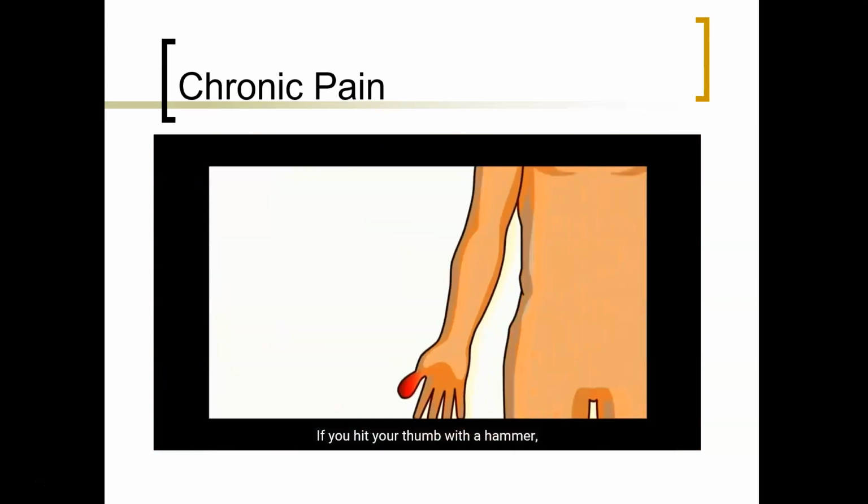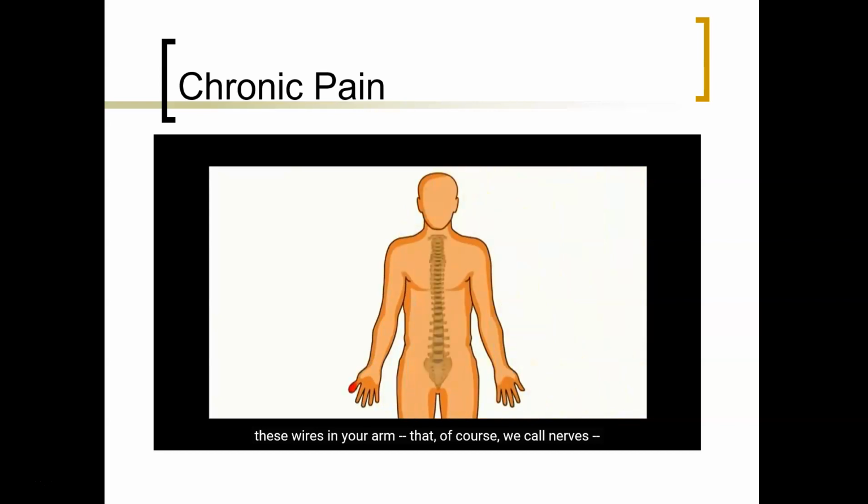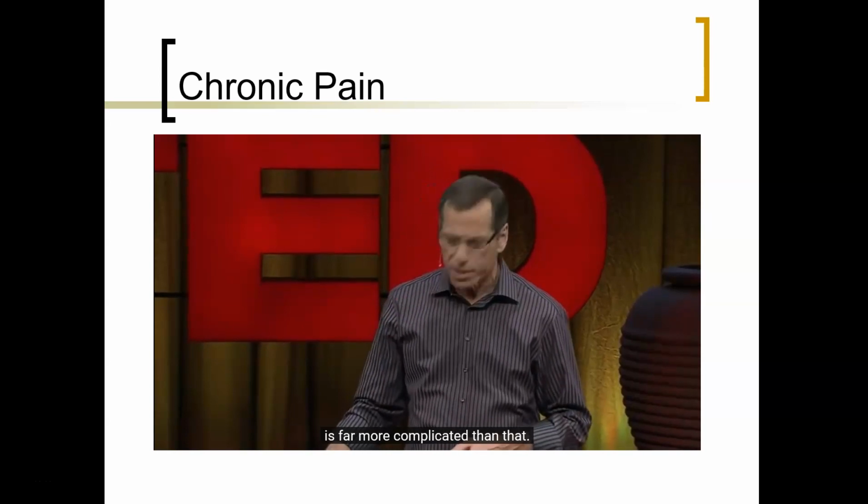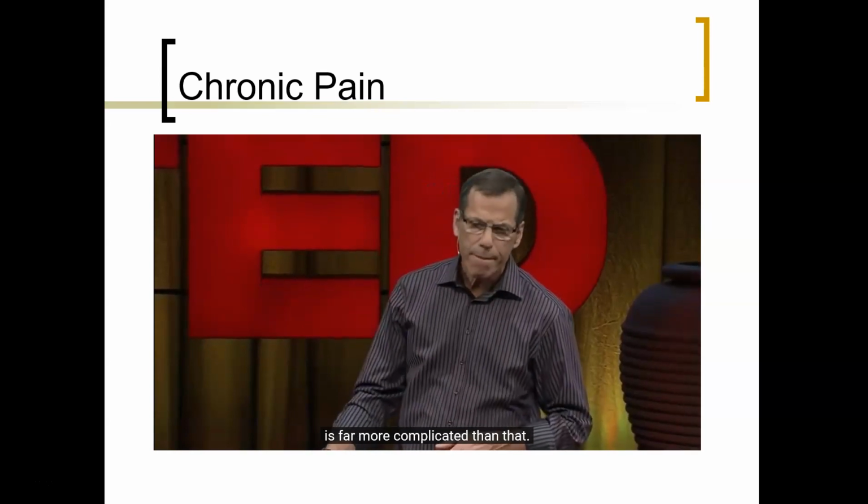If you hit your thumb with a hammer, these wires in your arm, that of course we call nerves, transmit the information up to the junction box in the spinal cord, where new wires, new nerves, take the information up to the brain, where you become consciously aware that your thumb is now hurt. But the situation, of course, in the human body is far more complicated than that.